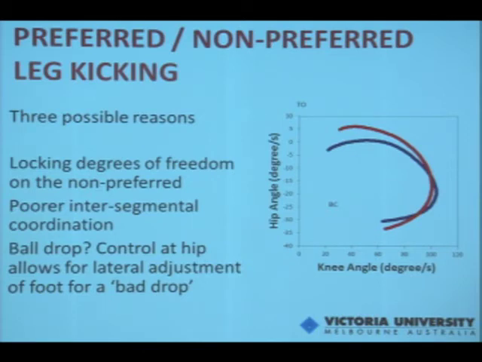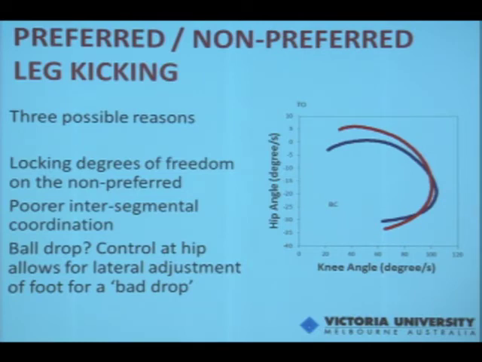It could also indicate poorer intersegmental coordination. They're not able to transfer the energy developed down the line. Some contention with that one overall as a theory, but certainly that's a potential reason.